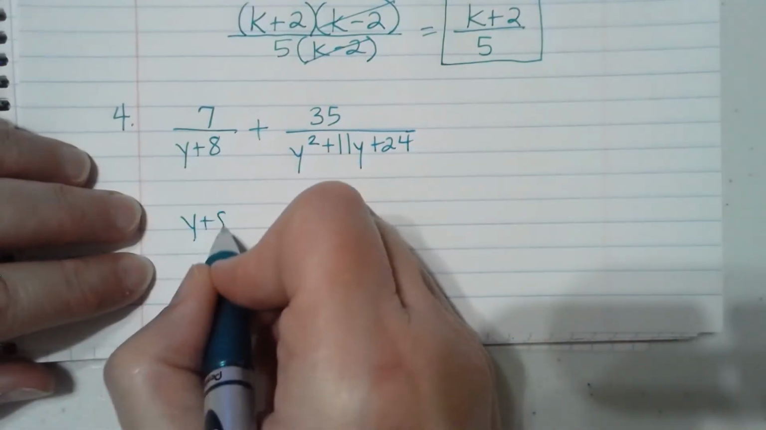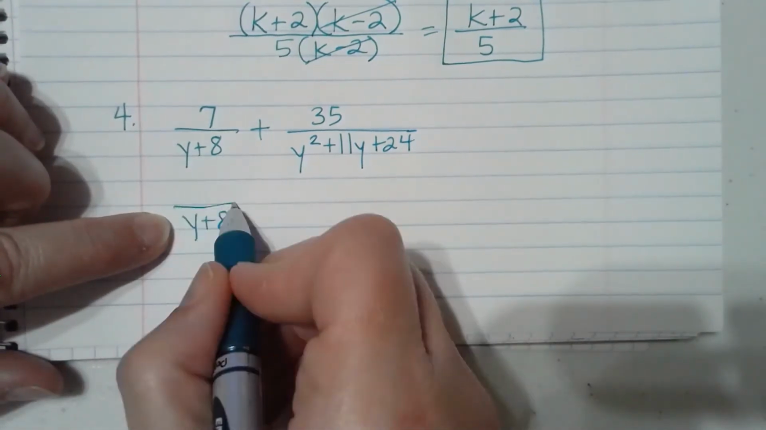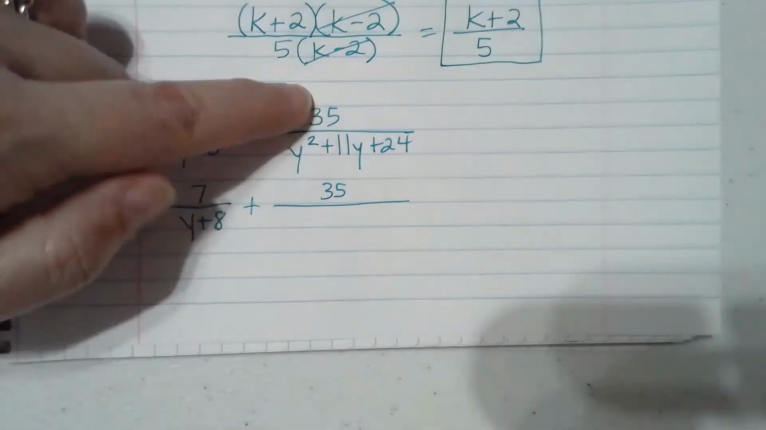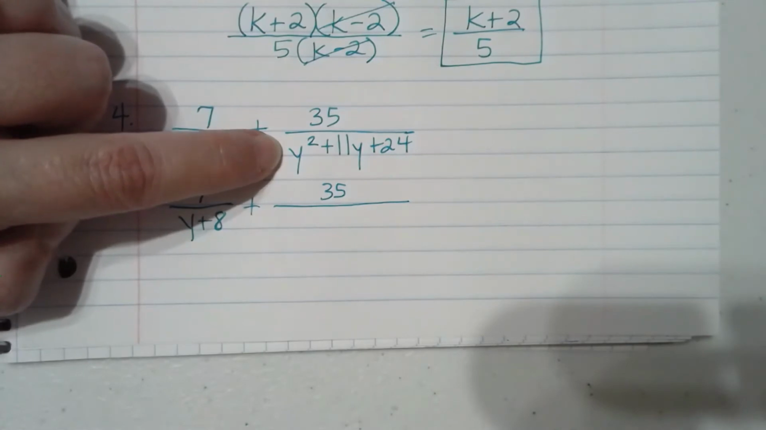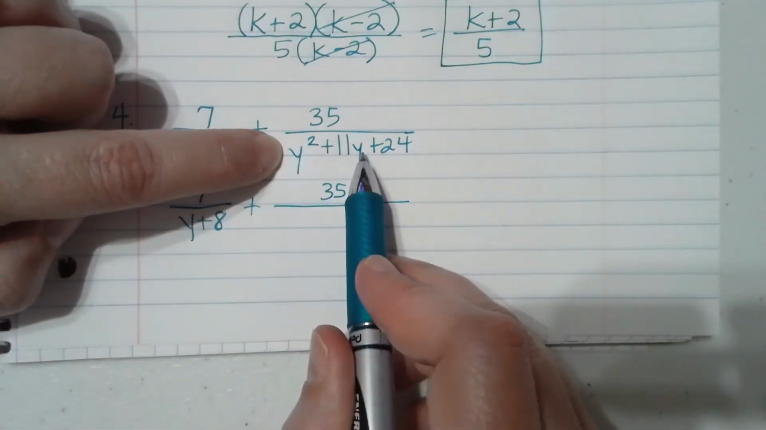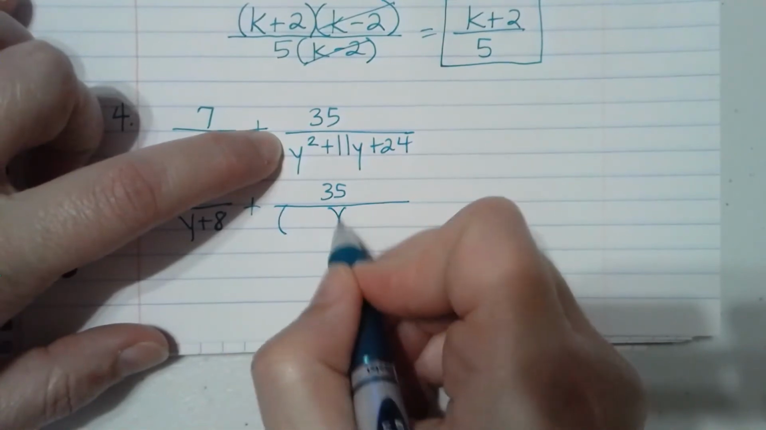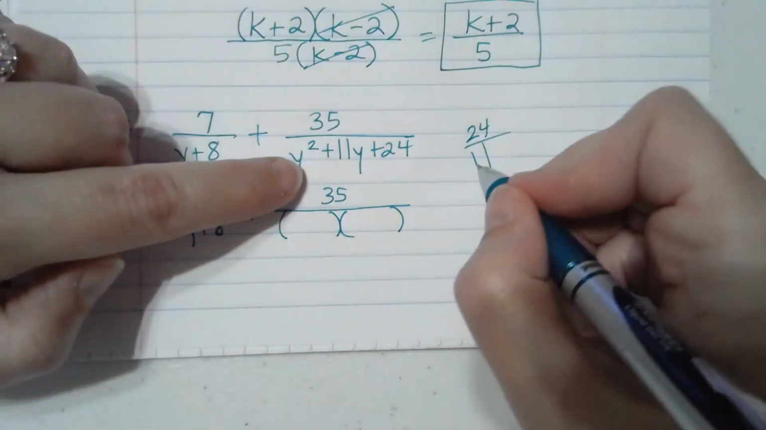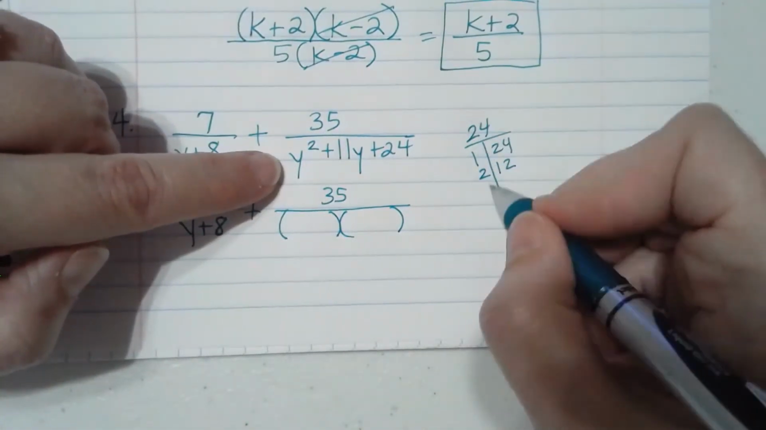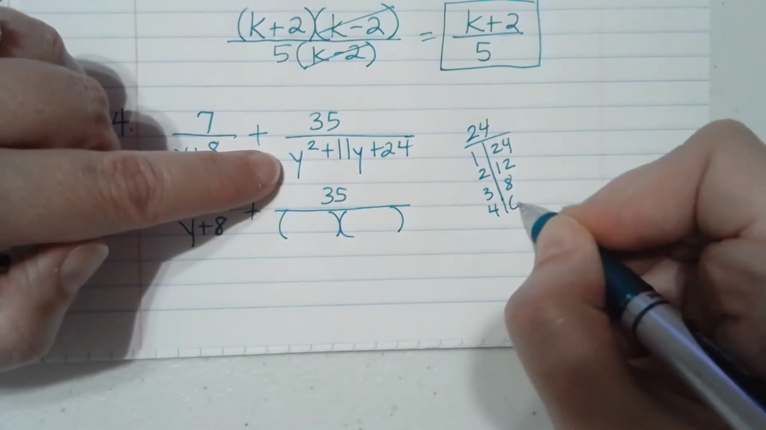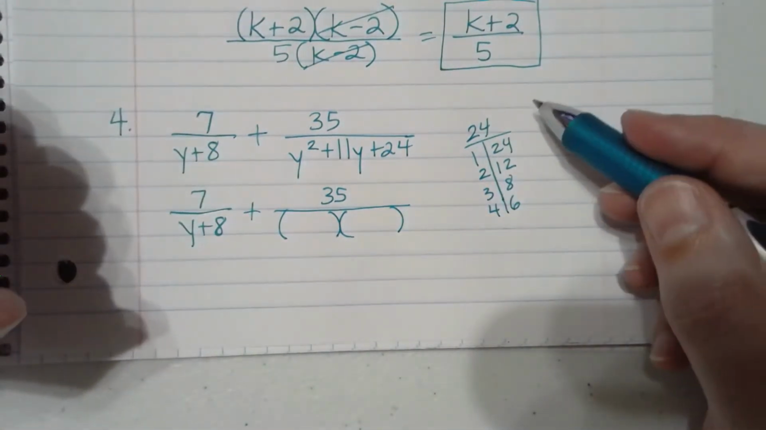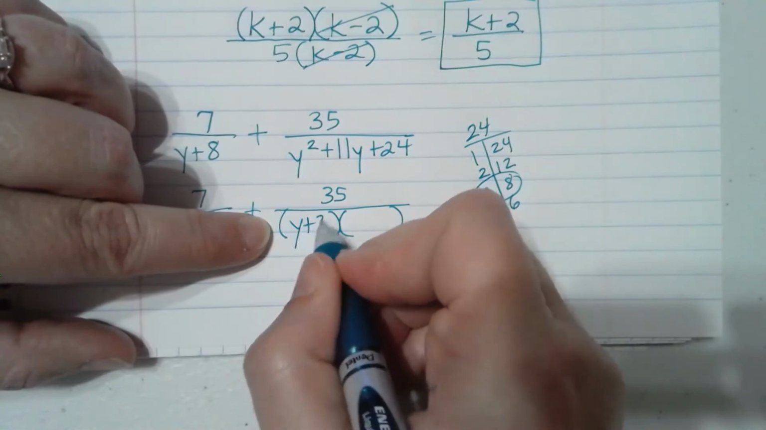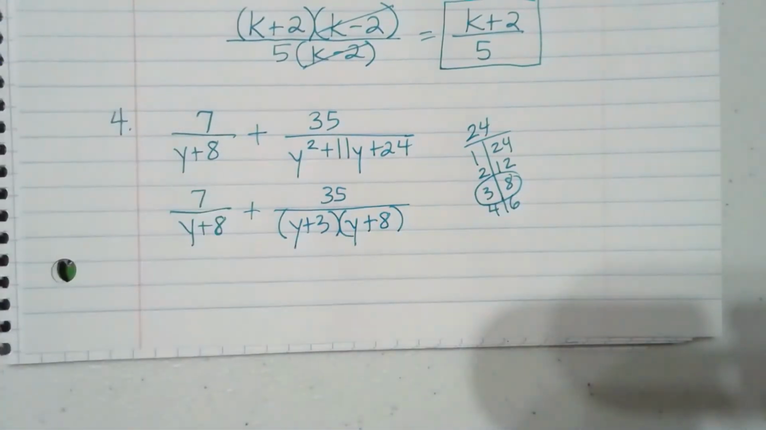Okay? All right, so y plus 8, that doesn't simplify or anything, so I'm just going to leave that one as it is. And then over here, the 35 is going to stay as it is because I can't reduce that at all. And then down here, can I break down this y squared plus 11y plus 24? I can. I'm going to break it into, let's see, factors of 24 that make 11. 1 and 24, 2 and 12, 3 and 8, 4 and 6. Which one of those make 11? 3 and 8, and these are all plus, so it's going to be y plus 3 and y plus 8.